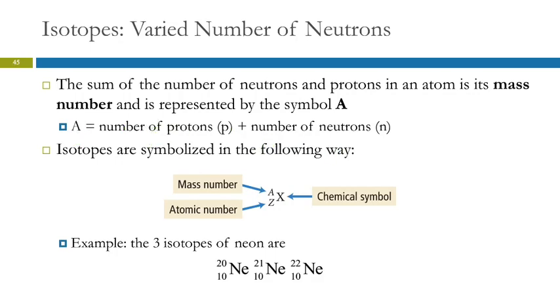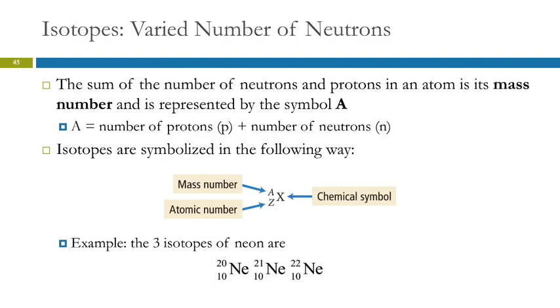And so we can represent the different isotopes for an element in a couple of ways. One is with what I call a nuclear symbol. So here's the chemical symbol from the periodic table. And to the left, we have a superscript and a subscript. The subscript is the atomic number. The superscript is the mass number. So those three isotopes of neon would be symbolized like this.